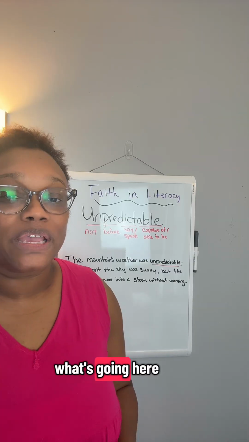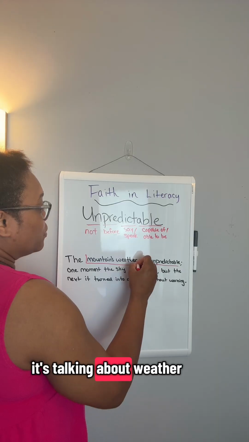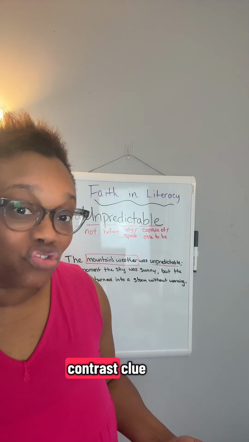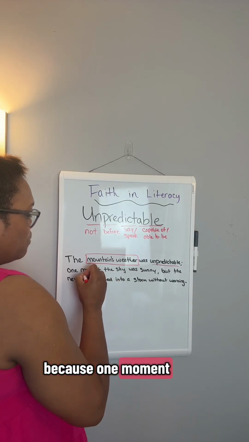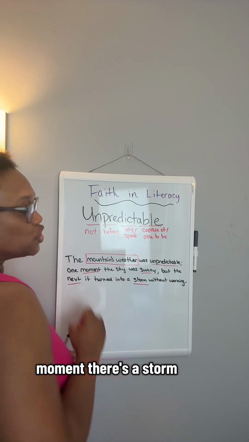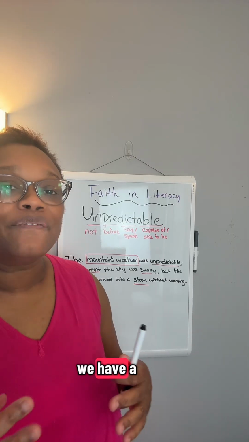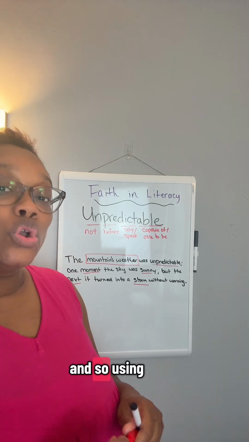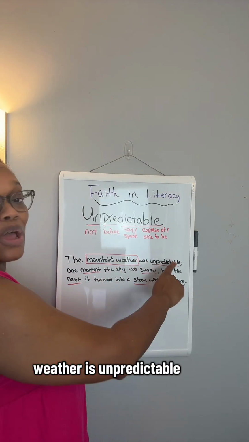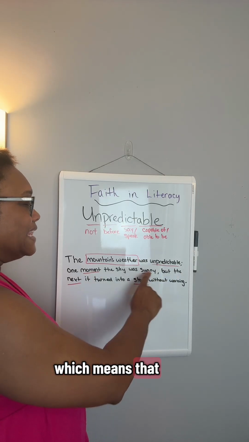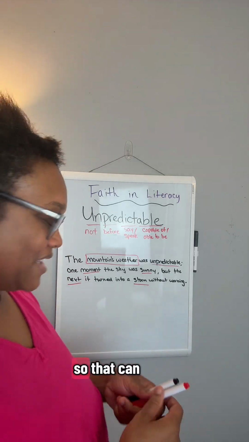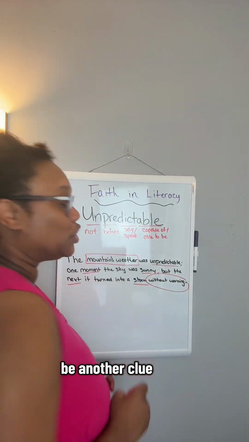Well, let's take a look at what's going on here. We know that it's talking about weather, right? In this case, the mountain's weather. And it's giving what's called a contrast clue, because one moment it's sunny, but the next moment there's a storm. And so here we have a sudden change. And so using these words, kids can get an idea that the weather is unpredictable, which means that it can change in an instant, right? Without warning. So that can be another clue.